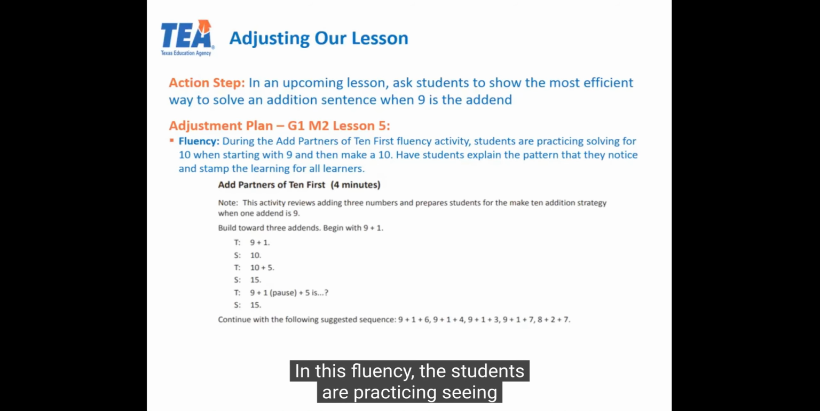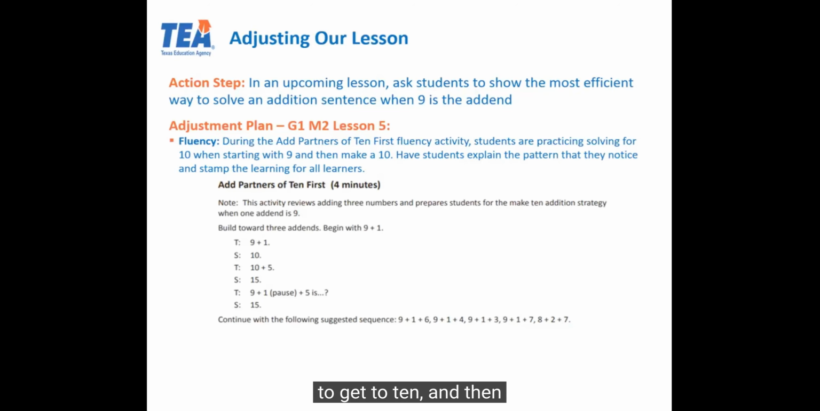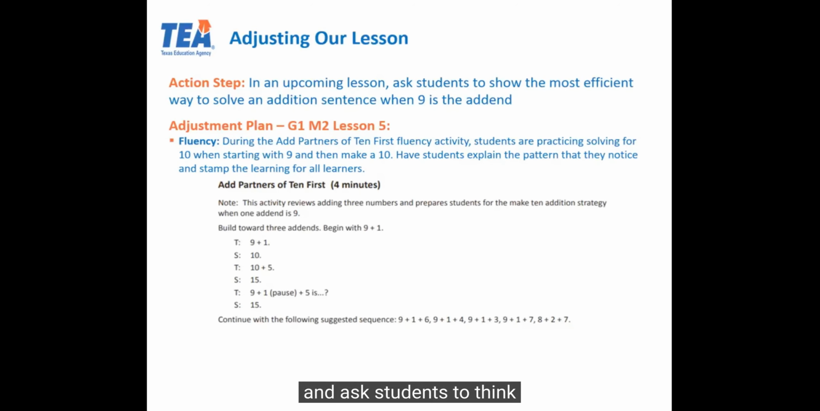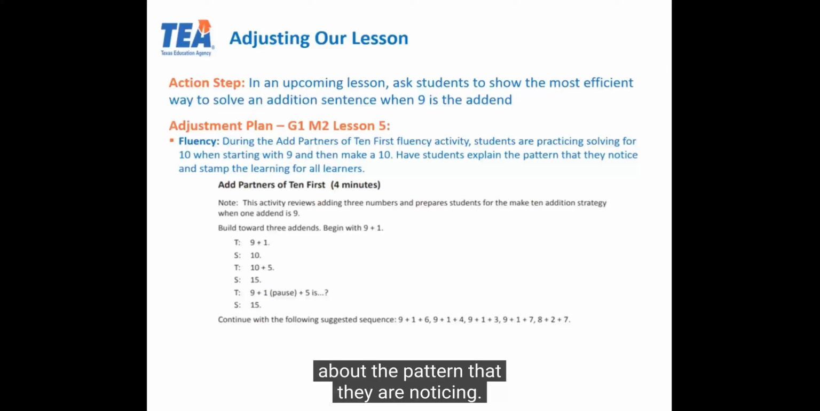In this fluency, the students are practicing seeing the connection of the steps to first add 9 plus 1 to get to 10, and then add 10 plus blank to get the final answer. When administering this fluency practice, you can adjust it by including a quick discussion for students to discuss what they are noticing. For example, the teacher could have the students do a quick turn and talk after a few problems and ask students to think about the pattern that they are noticing.